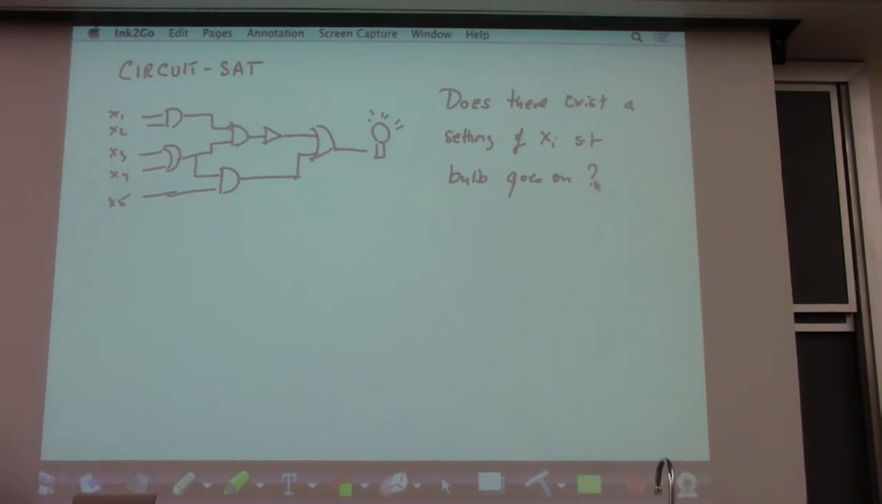Yes? Can we do something like if we find all the possible answers? How long will that take? That would take exponential time. Yeah. You're not allowed to spend exponential time to verify. You're only allowed to spend polynomial time.